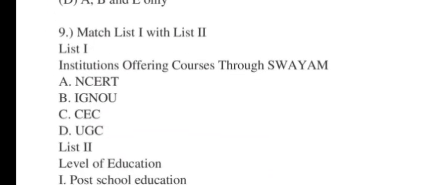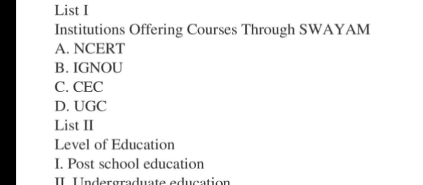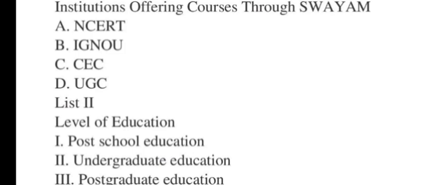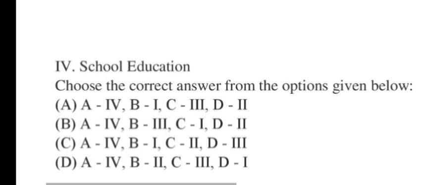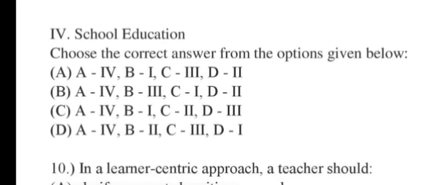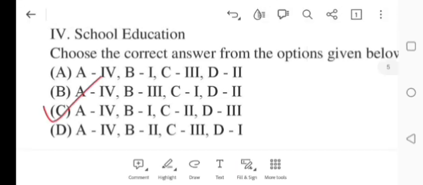Moving on to number 9, it says match list 1 with list 2. In list 1 we have institutions offering courses through SWAYAM: A, B, C, D. NCERT, IGNOU, CEC, UGC. In list 2 we have level of education: post-school education, undergraduate education, postgraduate education, school education. Now choose one from the given options. A4, B1, C3, D2; A4, B3, C1, D2; A4, B1, C2, D3; A4, B2, C3, D1. Number 9 will be option C, A4, B1, C2, D3. Okay, C is the correct answer.